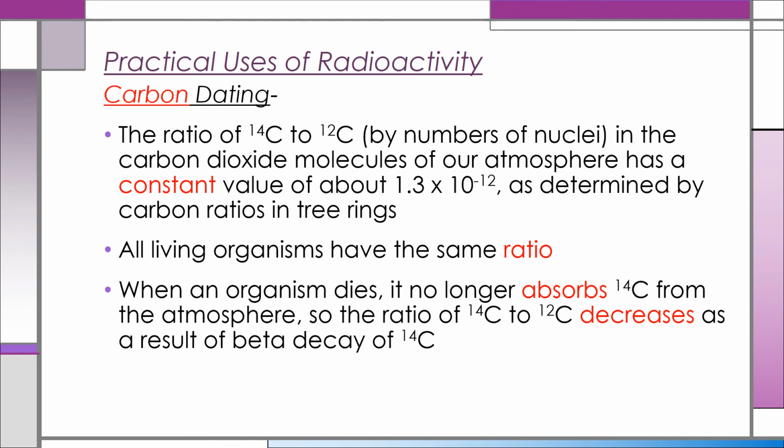So all living organisms have the same ratio as the atmosphere because we're constantly interacting with it. But when we die, we don't absorb the carbon-14. Now, carbon-14 is radioactive, and it has a pretty predictable half-life. And so all we have to do is take a look at something that has died and look at the ratio of carbon-12 to carbon-14 and see how much discrepancy there is based on what we would expect there to be. And then we can predict how old or how long ago that object had died.